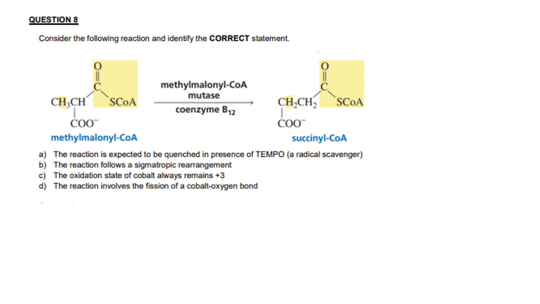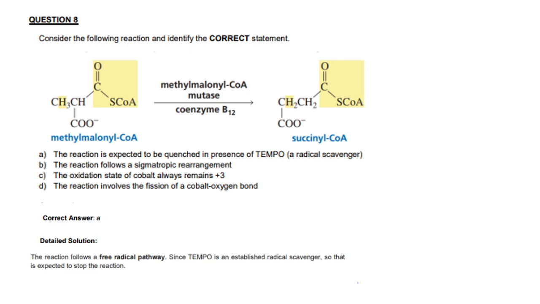So, which is the correct answer in this case? Let's see. The correct answer is A. The reaction follows a free radical pathway, and since TEMPO is an established radical scavenger, the reaction is expected to be stopped. So this reaction follows the free radical pathway, and TEMPO will stop the reaction. So option A is correct.